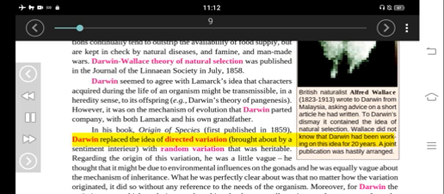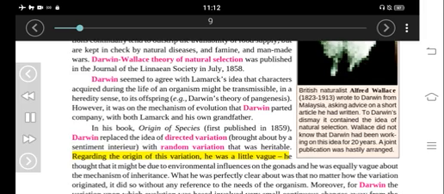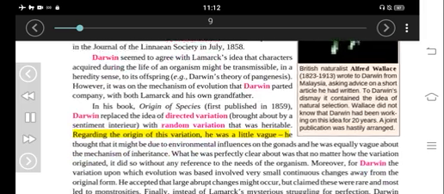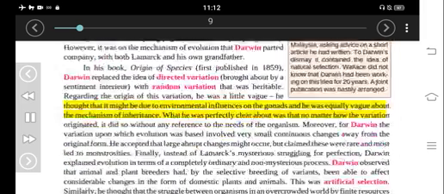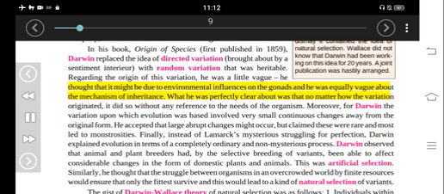A joint sentiment intérieur with random variation that was heritable. Publication was hastily arranged. Regarding the origin of this variation, he was a little vague. He thought that it might be due to environmental influences on the gonads, and he was equally vague about the mechanism of inheritance. What he was perfectly clear about was that no matter how the variation originated, it did so without any reference to the needs of the organism.